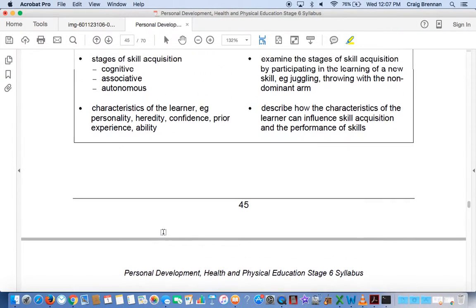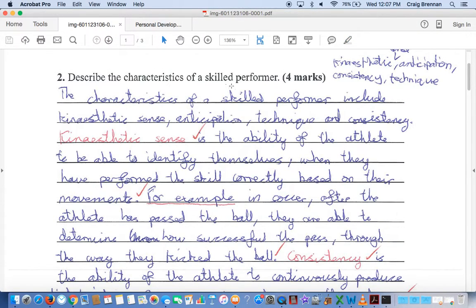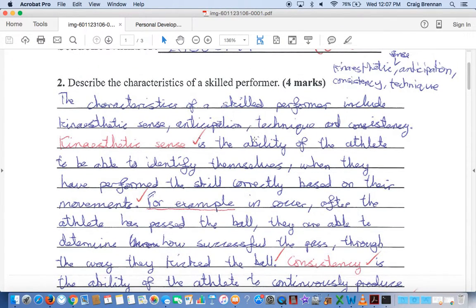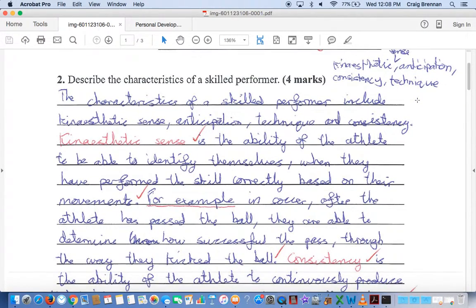One of the concerns was boys got confused badly with this question on the characteristics of the learner. This is different compared to characteristics of skilled performers, which is what our question was asking. If you look at this response here, what I really like about it, besides the fact that he's written up in the top right corner some of the key points from the syllabus that you need to put in there, is very good from Jeremy.